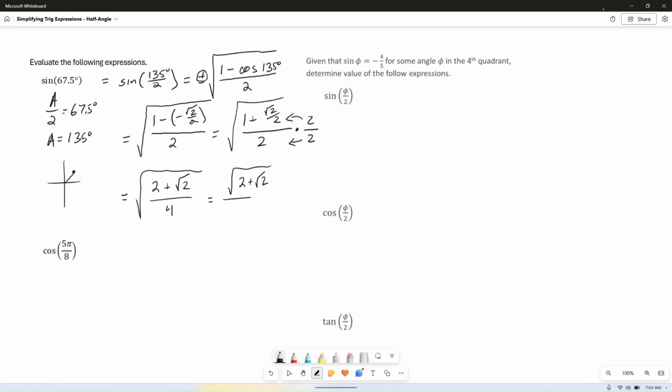But in the denominator, I can take the square root of 4, and so that is going to leave me with the 2. So the sine of 67.5 degrees is going to be the positive square root of the quantity 2 plus square root of 2, and then all of that is over 2.